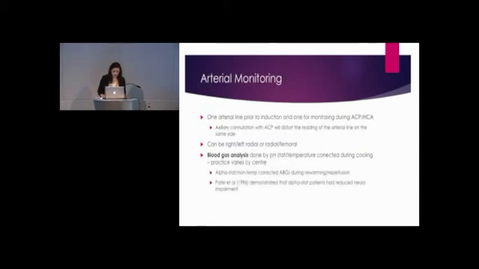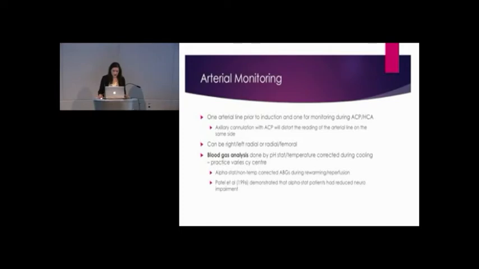So in terms of arterial monitoring, the placement of our arterial cannula will depend a little bit on the cerebral perfusion plan and a little on surgeon preference. But in general, you're going to need one arterial line prior to induction and another arterial line for monitoring during antegrade cerebral perfusion and hypothermic circ arrest. We know that in axillary cannulation with antegrade cerebral perfusion, this will distort the reading of the art line that's on the same side. So you can have many different combinations.